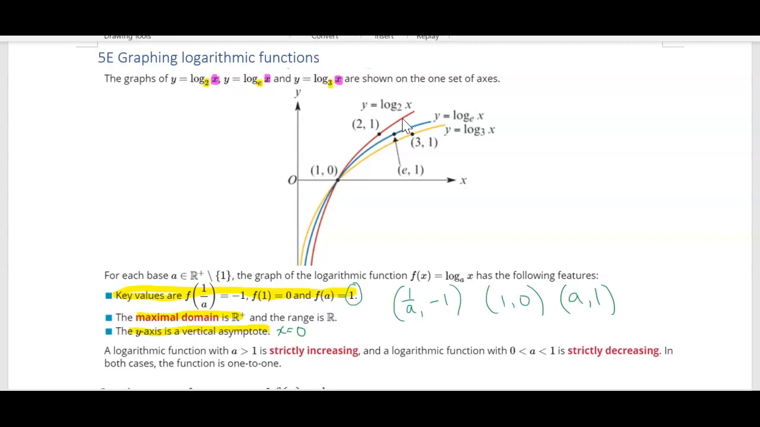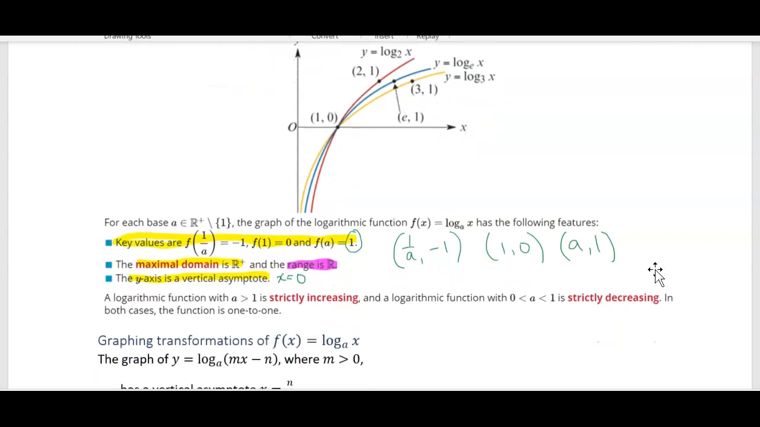you've got your domain, and then your range can be any real value. So just remember that. Your domain will change though if you've got transformations, and your range could also change if you've got reflections. So just be mindful of that. And you can also have restrictions on your graphs as well.